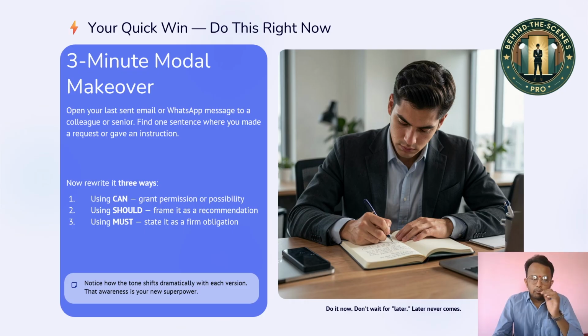डू इट राईट नाव. काय आहे तर ओपन युअर लास्ट सेंट ईमेल और व्हाट्सएप मैसेज टू अ कलीग और अ सीनियर. Find one sentence where you made a request or gave an instruction. Rewrite that instruction or request using can, could, should, and must. Notice how the tone shifts dramatically with each version. तुम्ही प्रोफेशनली बोलायला लागलात की समोरचा माणूस ऑटोमॅटिकली थोडासा प्रेशर मध्ये येतो.